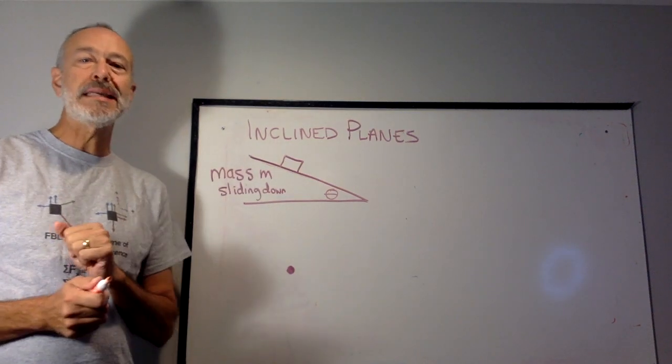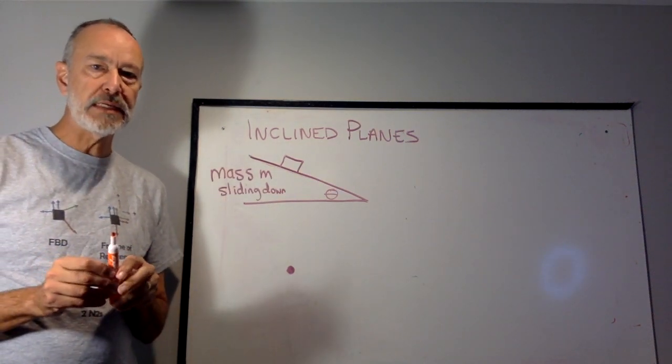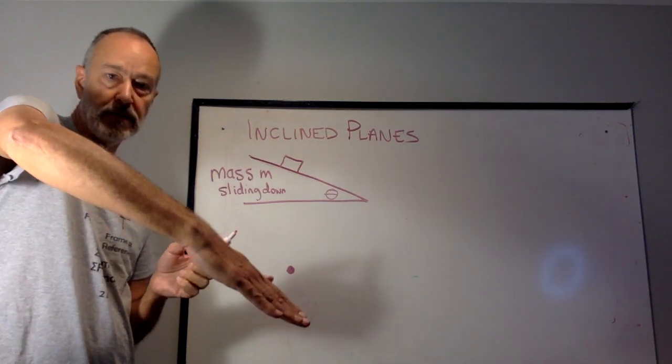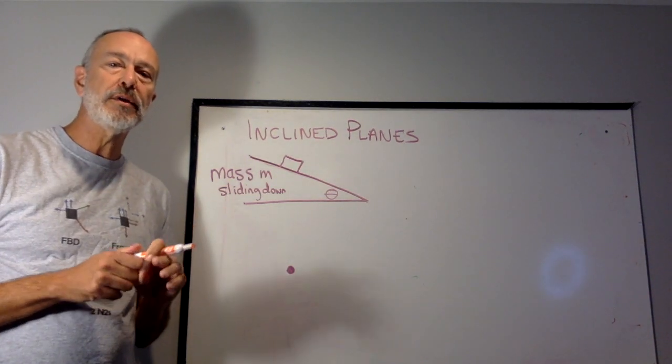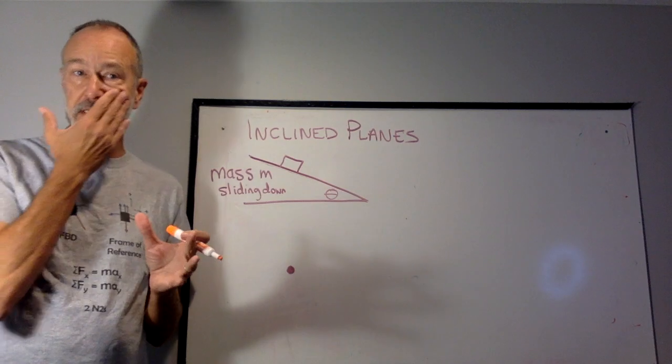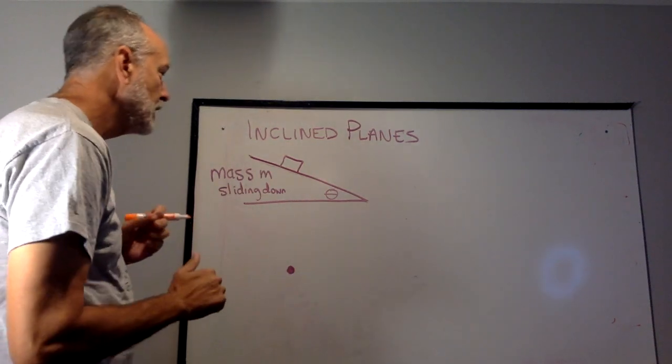Hi, I'm going to talk about inclined planes. And inclined planes are just ramps, basically. Okay? That's all they mean. It's a really standard type of AP problem, the inclined plane problem.